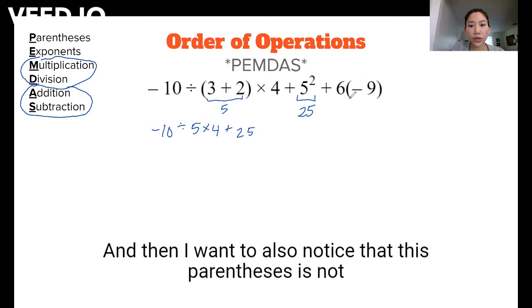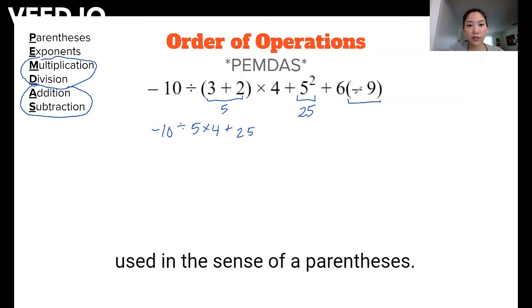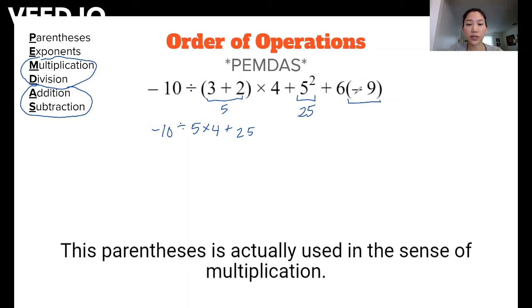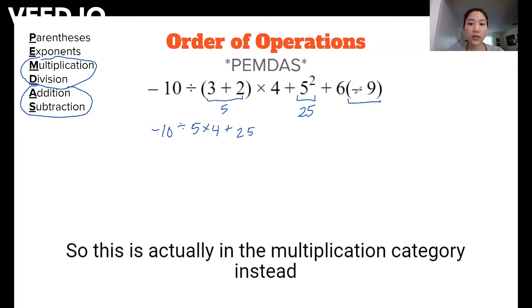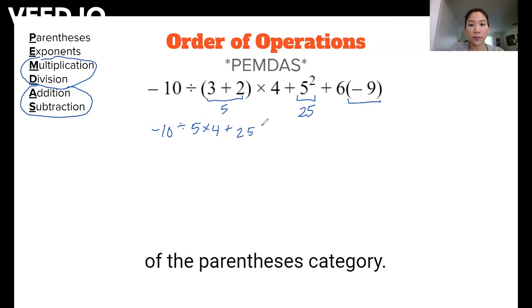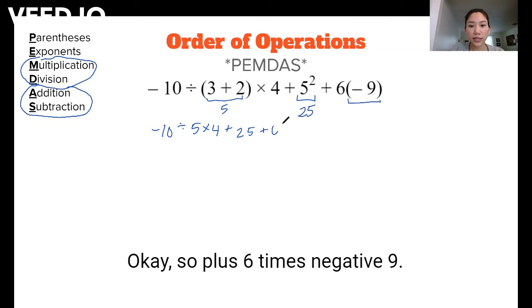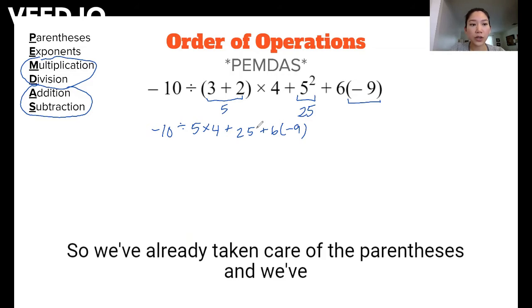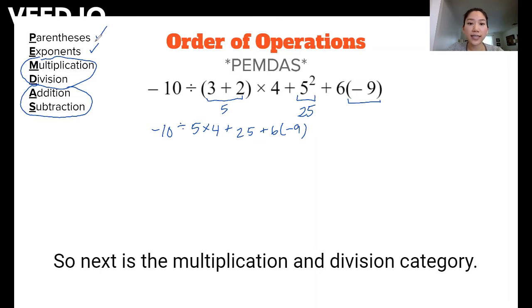And then I want to also notice that this parentheses is not used in the sense of a parentheses. This parentheses is actually used in the sense of multiplication. So this is actually in the multiplication category instead of the parentheses category. Okay, so plus 6 times negative 9. So we've already taken care of the parentheses and we've taken care of the exponents. So next is the multiplication and division category.